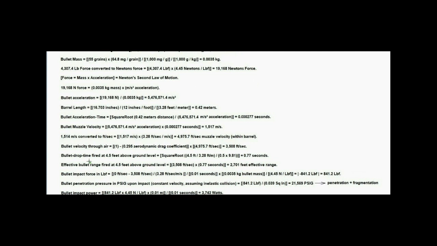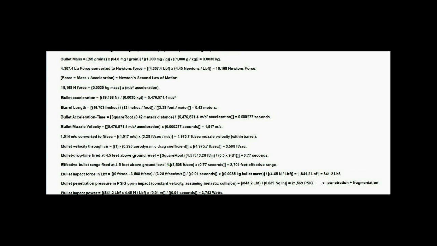So what is practical is to compute the gravitational drop of the round if the rifle is fired horizontally over the ground at approximately 4.5 feet above ground level. So we can use the delta y equals 1/2 g t squared formula, converting the units into metric values. So this becomes the distance above ground level in meters, divided by 1/2 g, and then its square root. So 0.77 seconds is the time it will take for the bullet to drop 4.5 feet on the vertical axis.